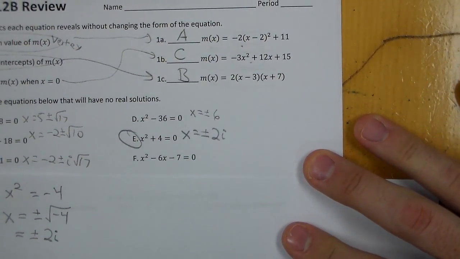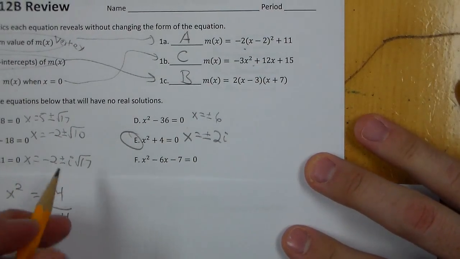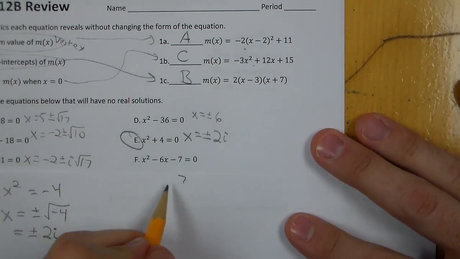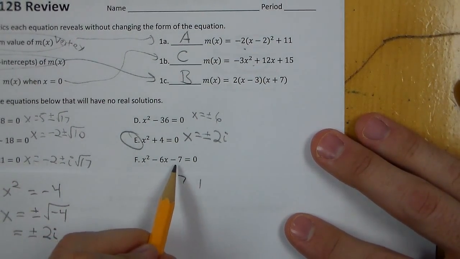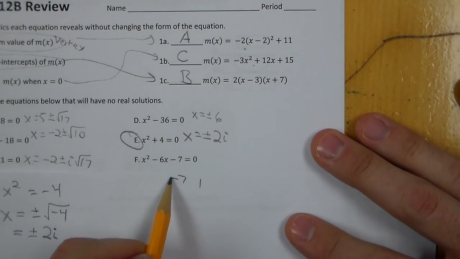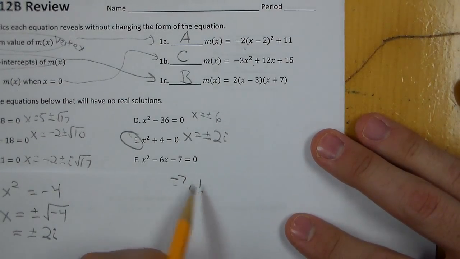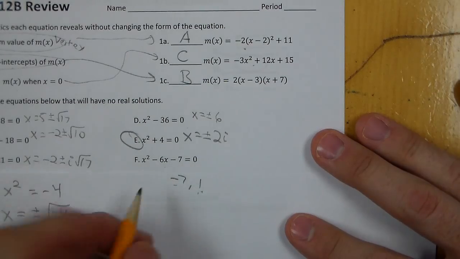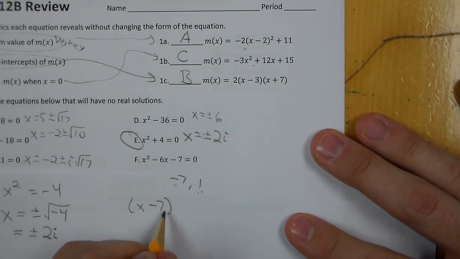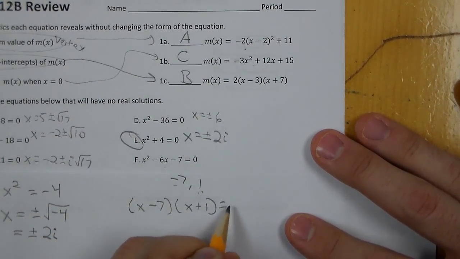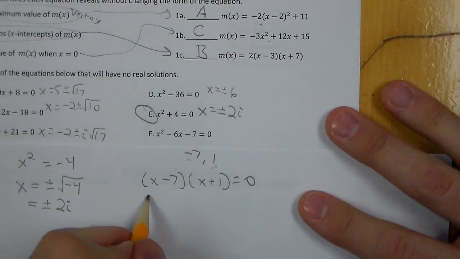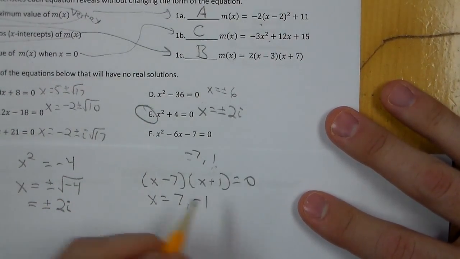Now for f, multiplies to negative 7, that adds to negative 6. I'm looking at that. 7 and 1 come to mind. If it was negative 7, positive 1, those would add to negative 6 and multiply to negative 7. So we're going to go x minus 7, x plus 1 equals 0. And then our solutions are 7 and negative 1.